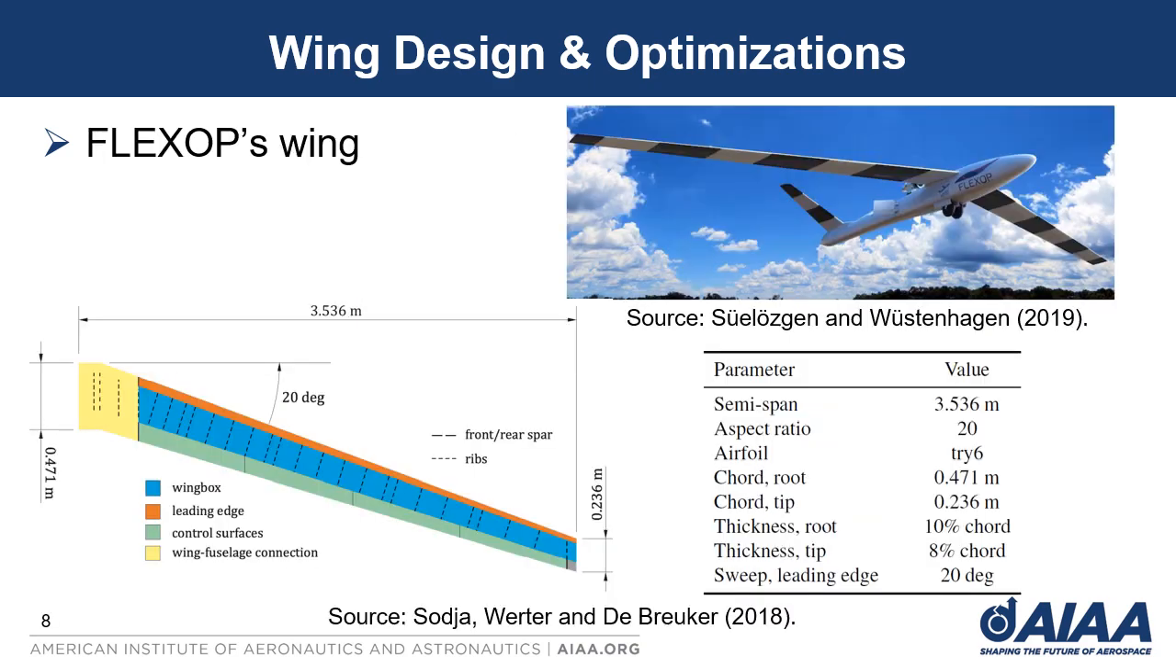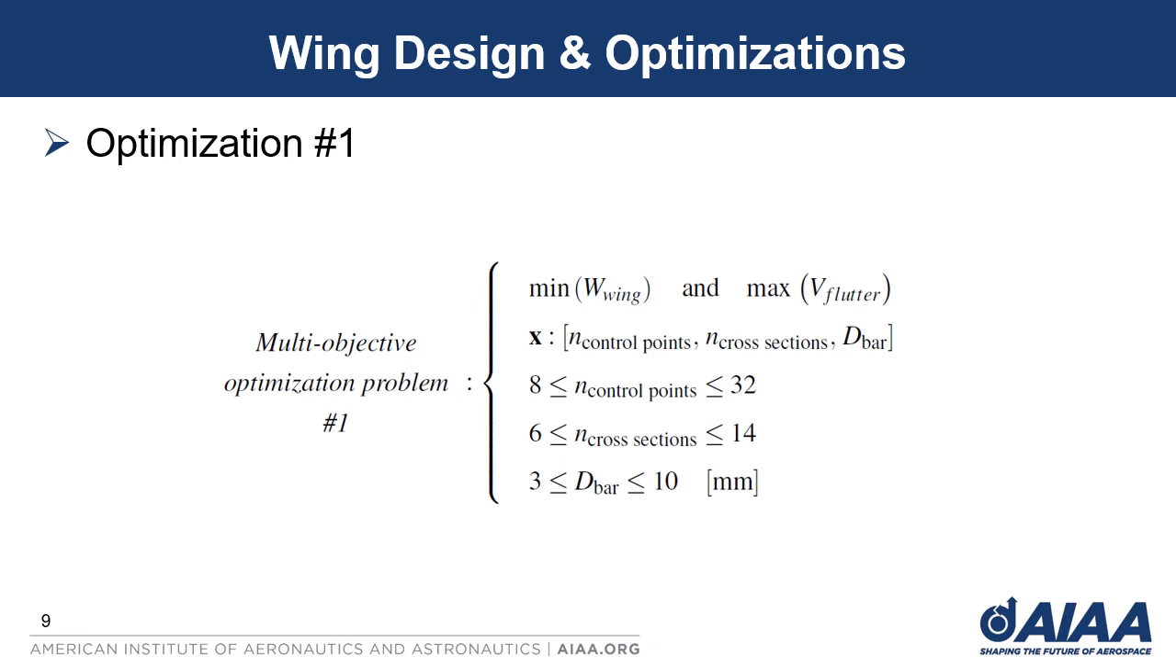To perform our analysis, we needed a wing box model. We select the FlexOps wing since it has been studied by other authors in terms of structural design and aerodynamicity. And here you can see the main geometries and dimensions of it. As you may have noticed, the definition of the number of cross-sections and the number of control points in each cross-section directly affects the number of modular structures created by the Delaunay spatial tessellation.